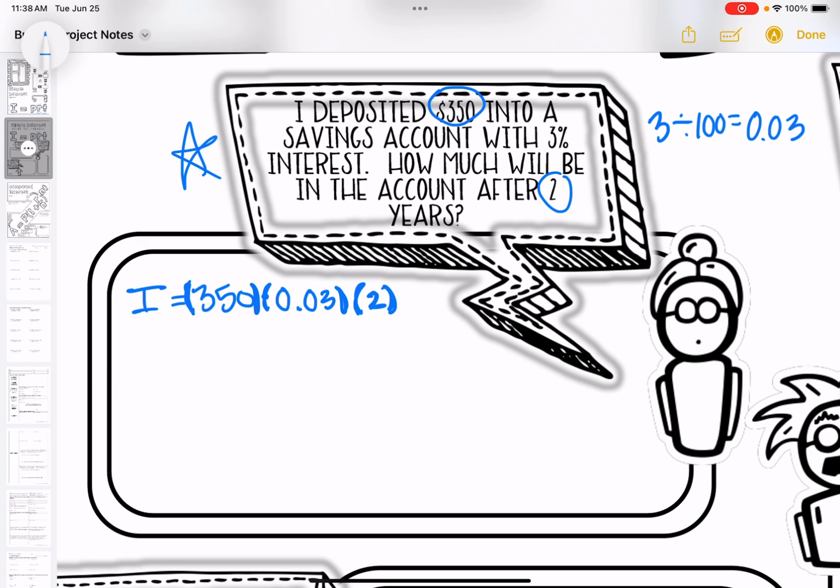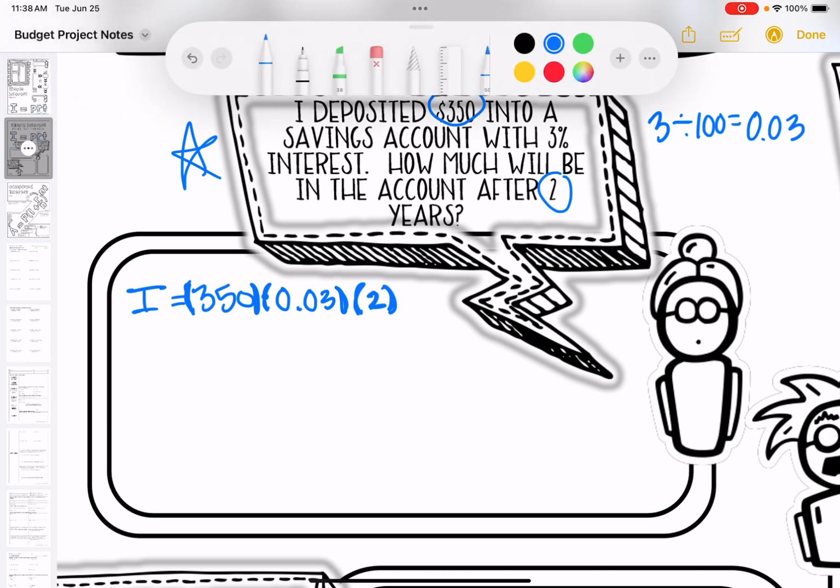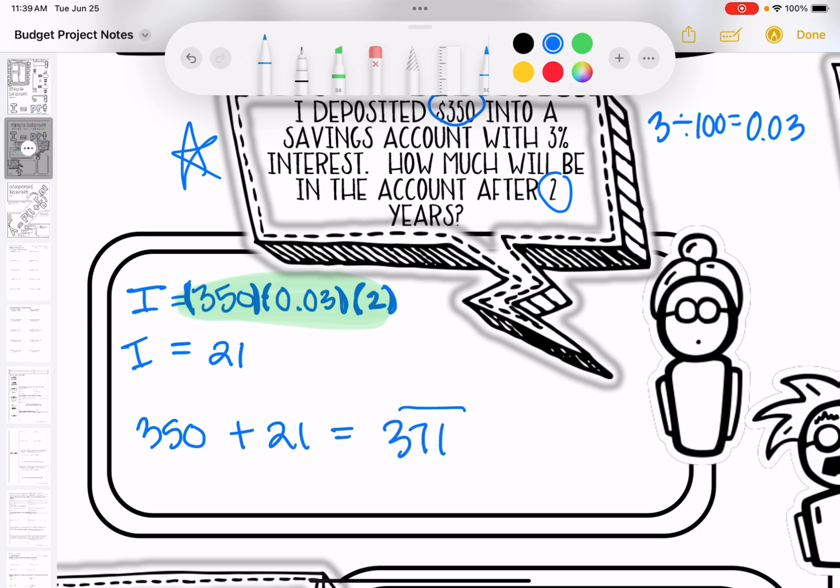All right, so now you can use a calculator and you can type that whole thing in, starting with 350. So you would do parentheses 350, parentheses 0.03, and parentheses 2. And you're going to press enter, and it's going to give you 21. All right, so that's how much interest she made, but the question asks how much will be in the account after 2 years. So we have to take our initial amount of 350 and add our interest, which is going to be 371. So after 2 years, her savings account will now have a value of $371.